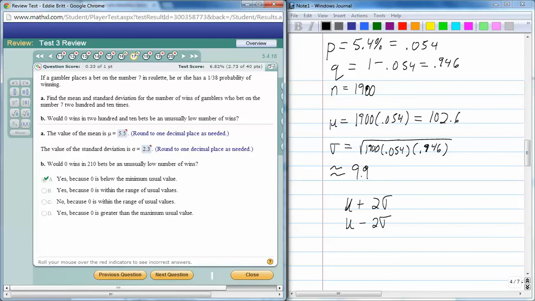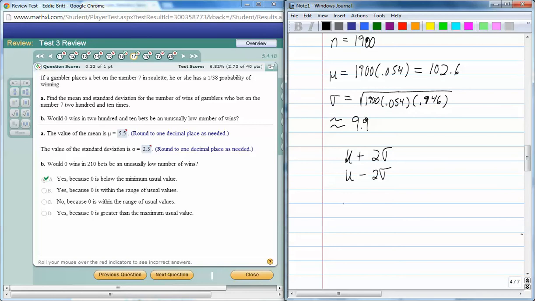Alright. Now, if a gambler places a bet on the number 7 in roulette, he or she has a 1 out of 38 probability of winning. Find the mean and standard deviation for the number of wins of gamblers who bet on the number 7 210 times. So the number 7 really doesn't have anything to do with it. This 210 times is going to be very important because 210 is going to be our n. That's 210.